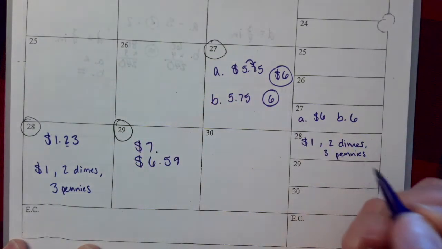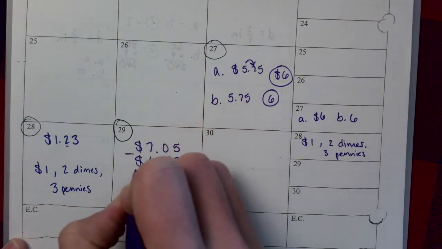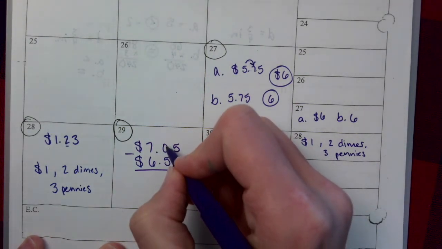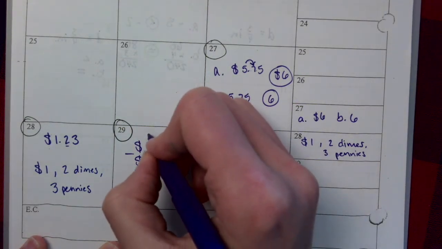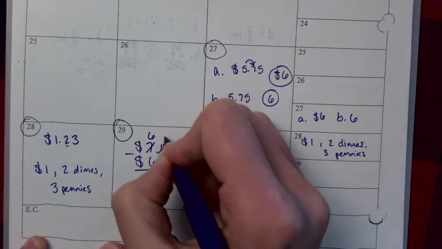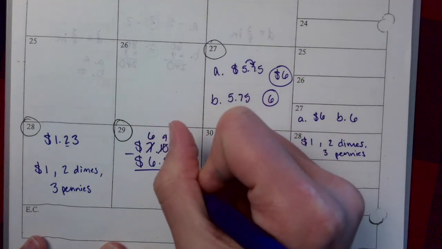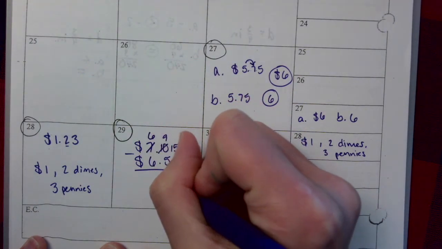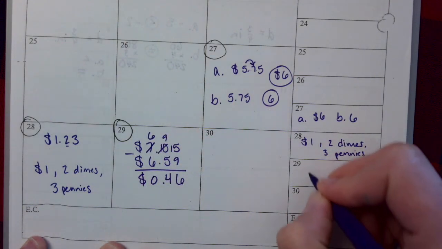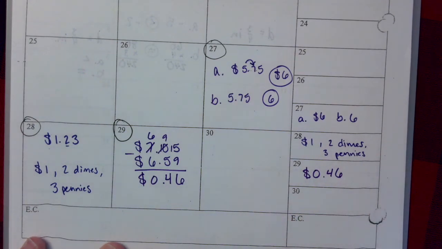Let's subtract. So put $7.05 on top. 5 minus 9, can't do that. Cross out the 0, can't do that. Cross out the 7, make it a 6, change the 0 into 10. Cross out the 10, make it a 9, change the 5 into 15. 15 minus 9 is 6, 9 minus 5 is 4, 6 minus 6 is 0, so we get $0.46.